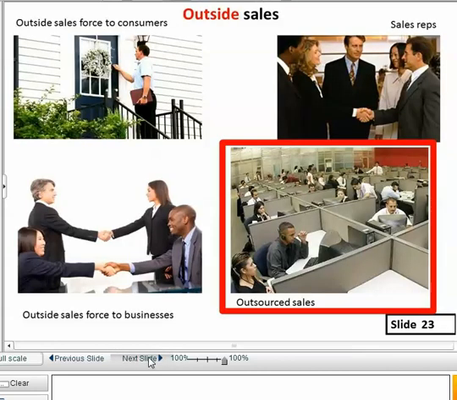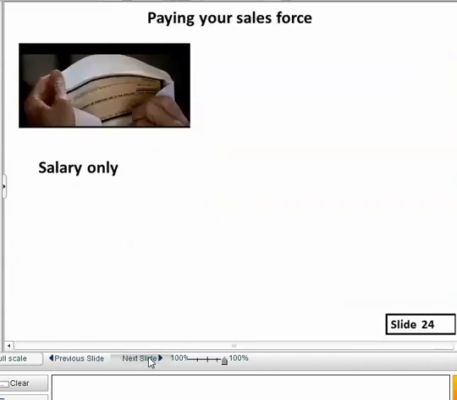Okay, and then outsourced sales. Again, this is normally the mass telemarketing operations where the business is actually farmed out to an outside telemarketing operation. Or they may be computer generated, but normally it's telemarketing. So again, we have an outside sales force in addition to the internal.